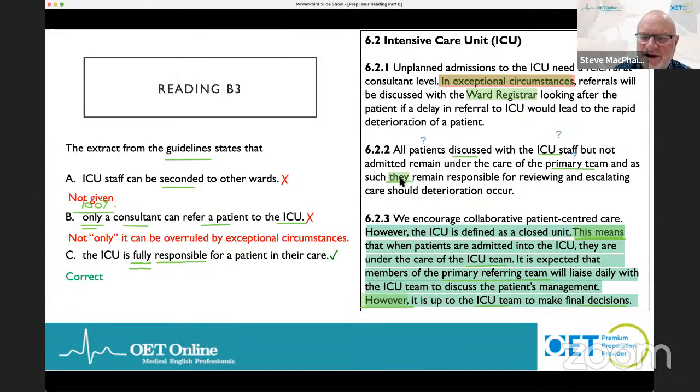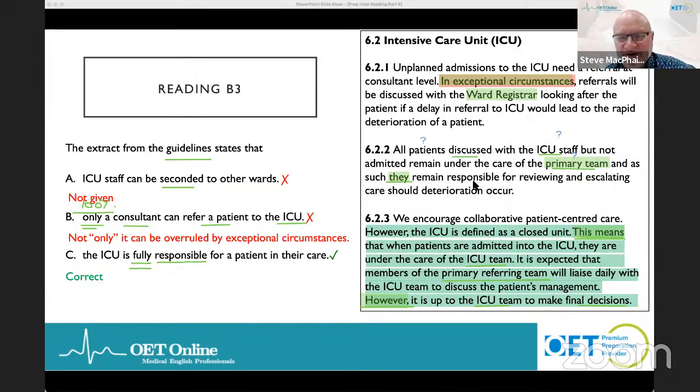But look, everyone, a lot of people got the question I asked wrong. What does "they" mean? Actually, "they" here means the primary team. Because if you look at the sentence, a compound sentence: all patients discussed with the ICU staff but not admitted remain under the care of the primary team. So they were just discussed, not admitted, and remain with the primary team, the original team. And as such, they remain responsible.